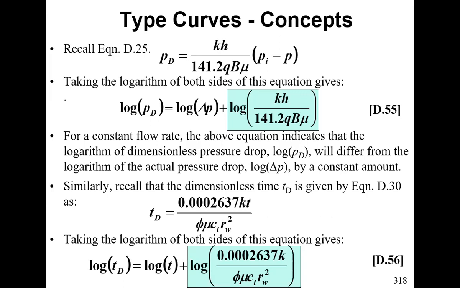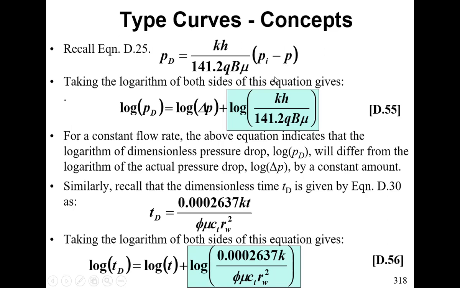Now, you recall that much earlier in the course, I gave a number of dimensionless terms. So equation D25 is the equation for dimensionless pressure. Of course, you see that there's usually a linear relationship between the dimensionless term and the dimensional term.